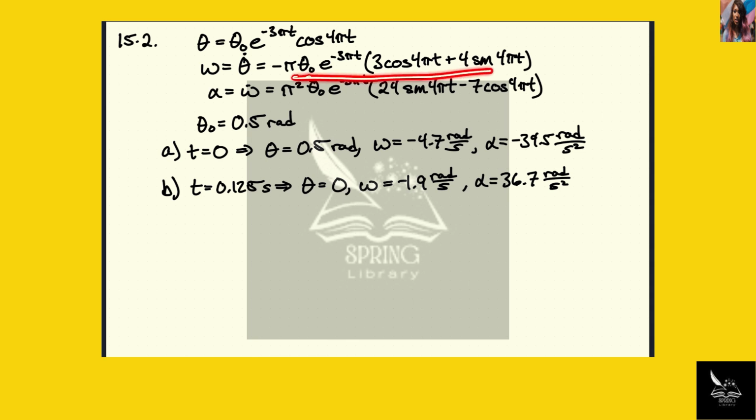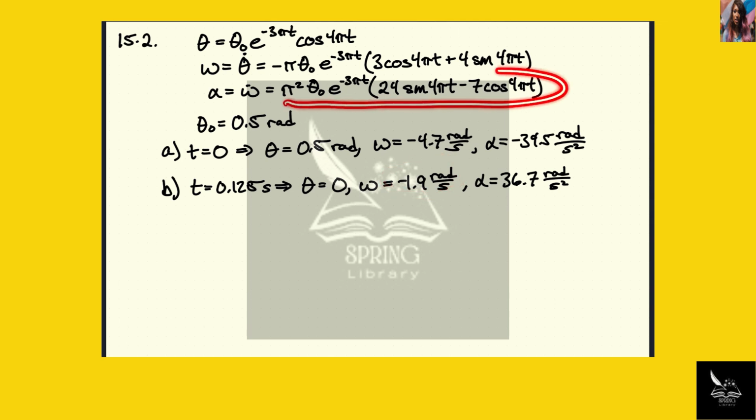We can plug everything into here, and again, this term is going to be 0, but this sine term is going to be 1, and then this is going to be something, and everything gets kind of messy. But we just go through the math, plug it all into the calculator or the computer, and we get that omega equals minus 1.9 radians per second.